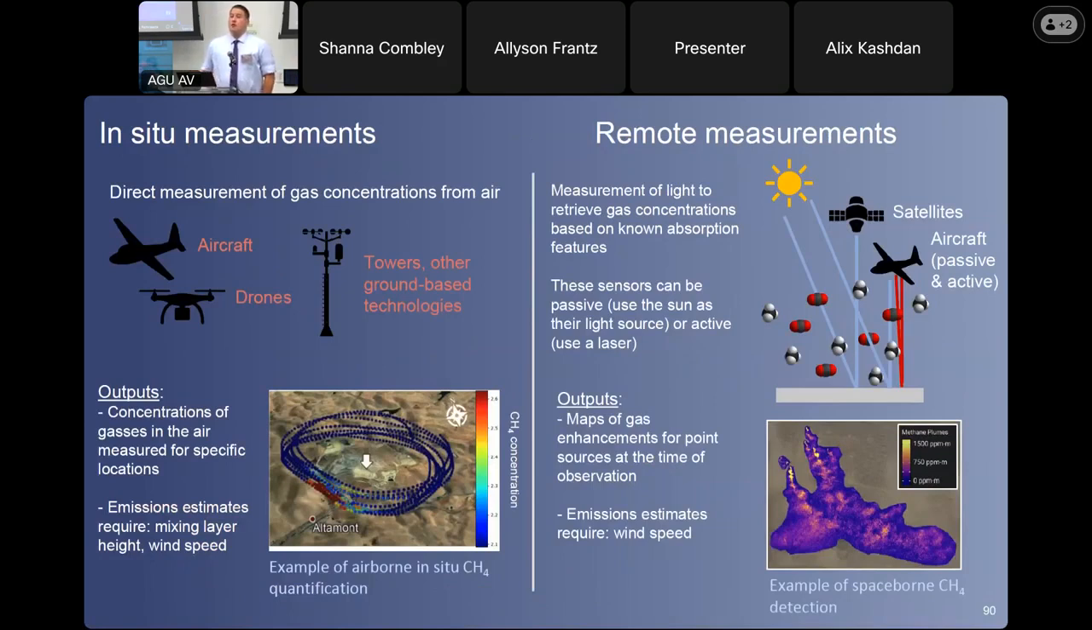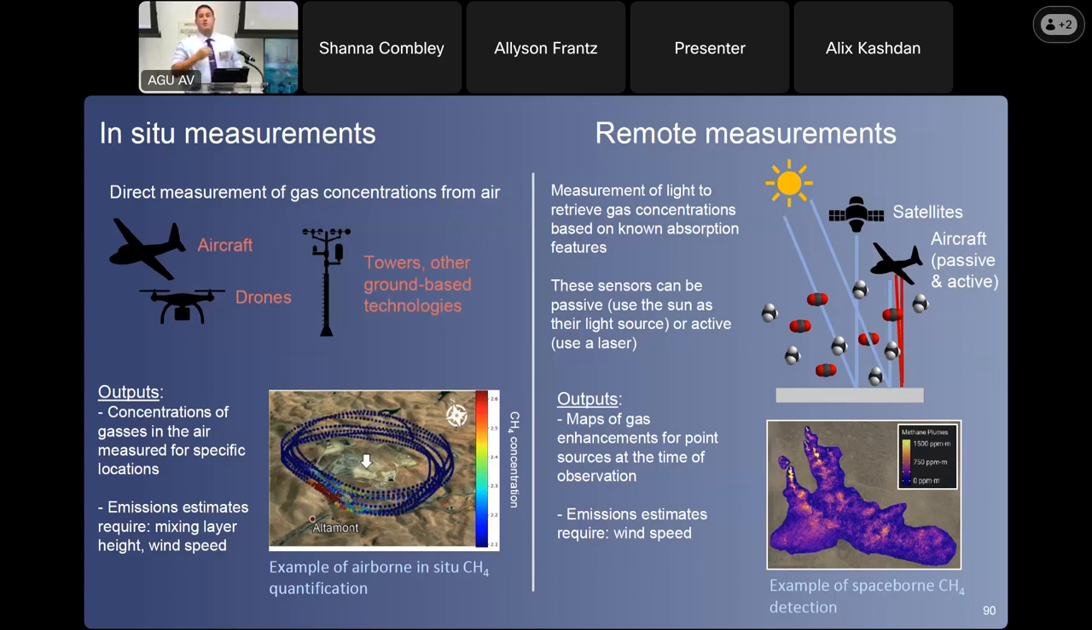So how do we measure these point sources? So for in situ measurements, we can take direct sampling of the atmosphere, either ground-based or aircraft-based. So there's concentrations in an XYZ space. We can use that to estimate emission rates with some assumptions regarding mixing layer heights and wind speeds. The figure on the left shows one example of that type of methodology, doing a corkscrew at different altitudes to quantify methane emissions from a landfill, as an example.